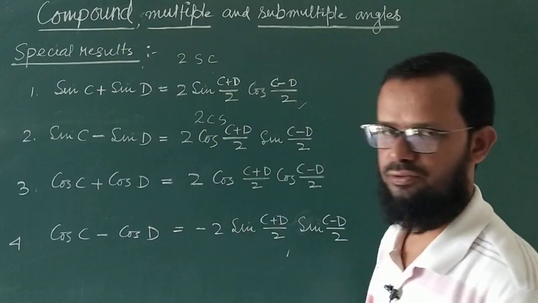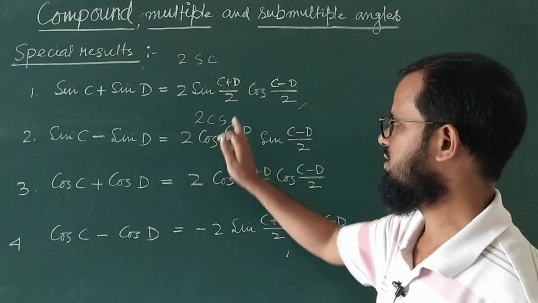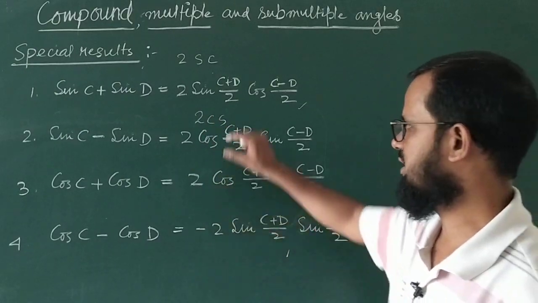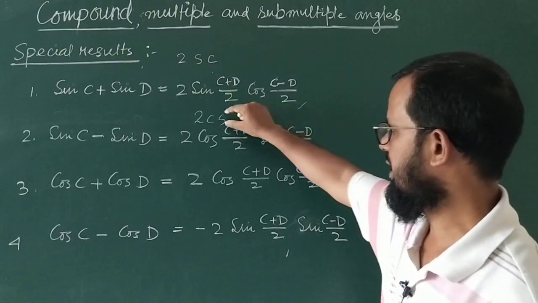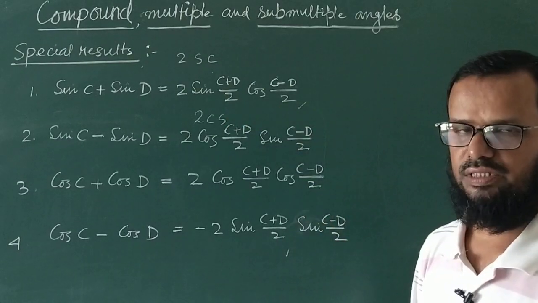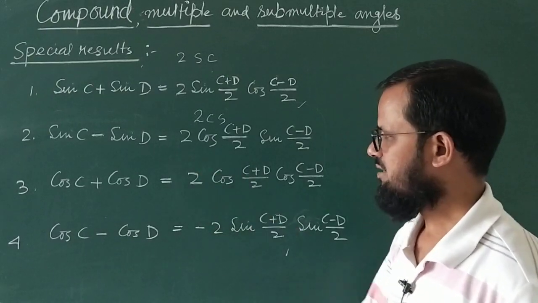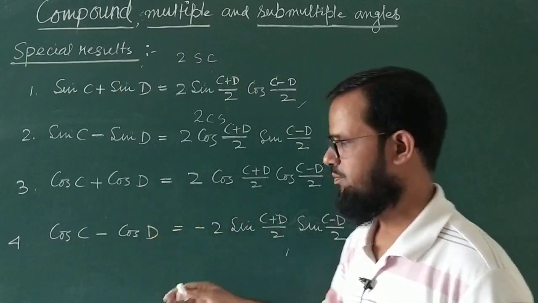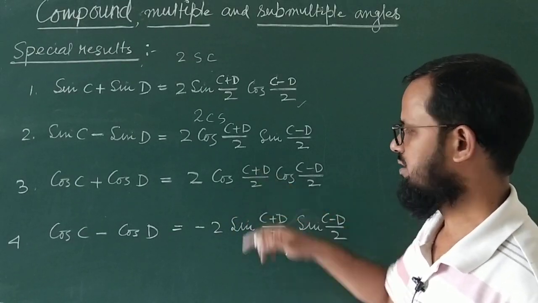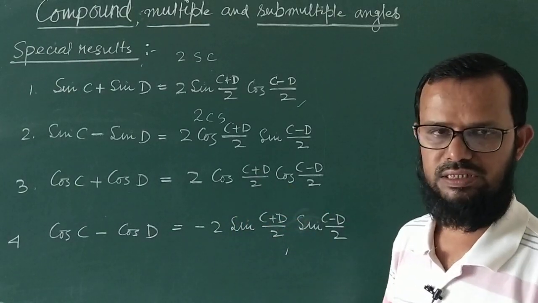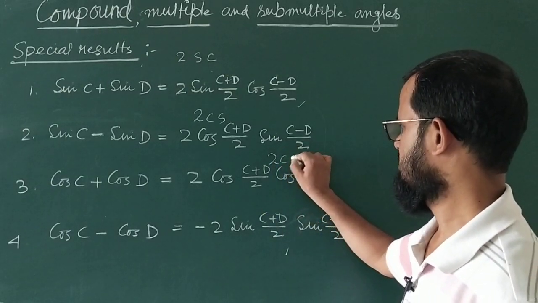So you can write 2CS. Just remember that sin C minus sin D equals 2CS. With C, C plus D divided by 2, and with S, C minus D divided by 2. That you have to remember. Then cos C plus cos D is very easy. Both are cos, the first angle is C plus D divided by 2, the second angle is C minus D divided by 2. You can say 2CC.